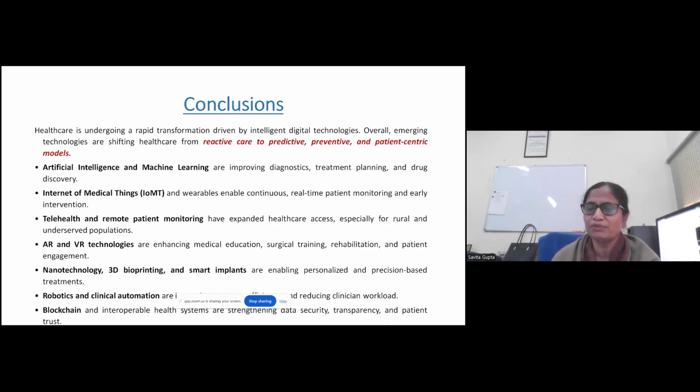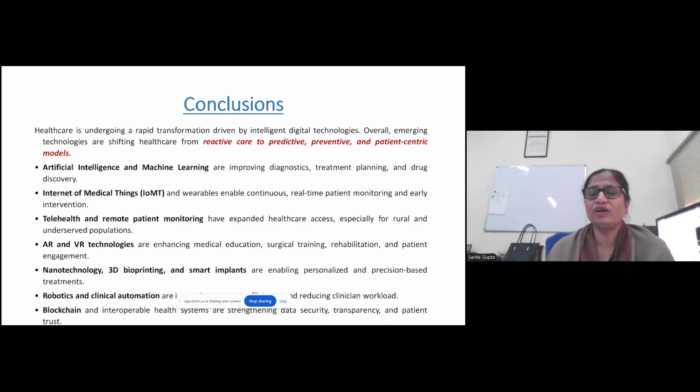Telehealth and remote patient monitoring are expanding healthcare access, especially for rural and underprivileged populations, providing digital equity in healthcare and removing the digital divide. AI and VR technologies are enhancing medical education, surgical training, rehabilitation, and patient engagement. Nanotechnology, 3D bioprinting, and smart implants are enabling personalized and precision-based treatments. How are smart implants leading to precision-based treatment? Because now a kidney can be printed as per the patient specification, as per the patient requirement. A heart can be printed as per the patient specification. That specification can be analyzed through the patient data, and printing can be done as per the requirement. Robotics and clinical automation are reducing the clinician workload.